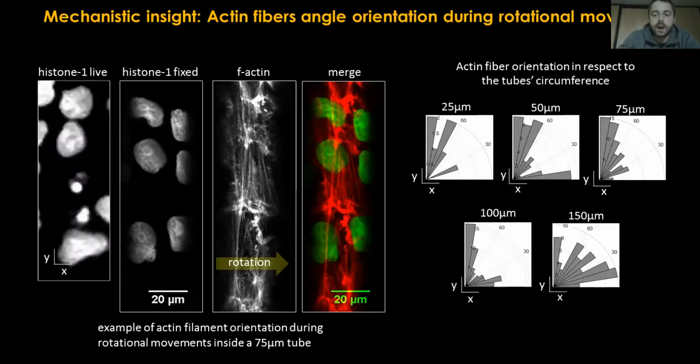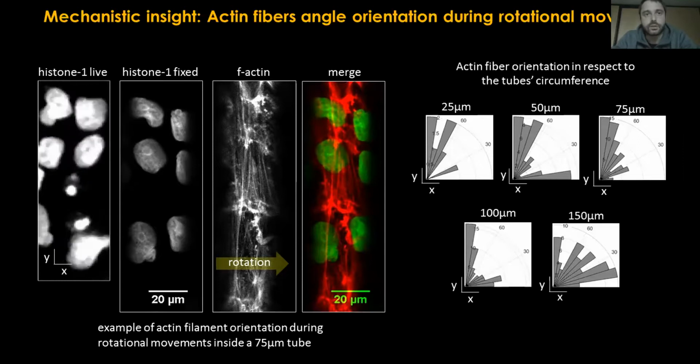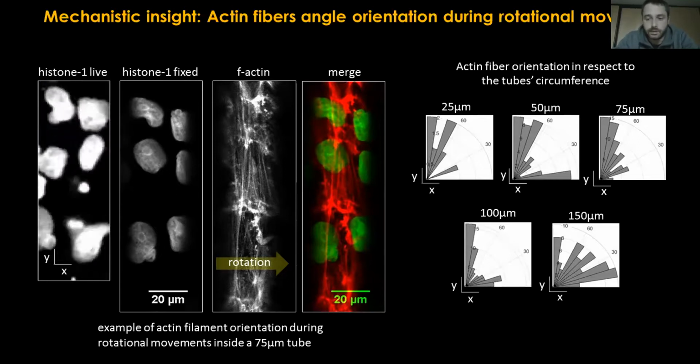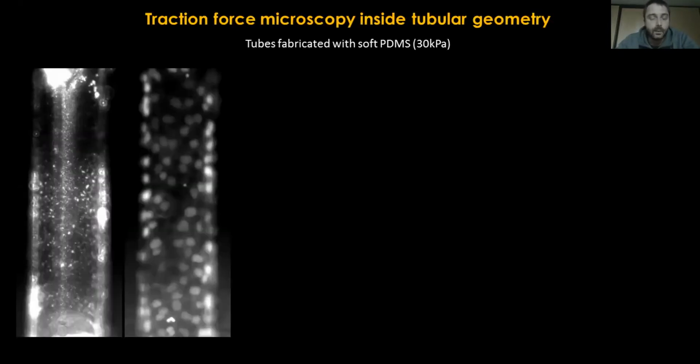And you can see that in the larger tubes, you start to have a shift of the actin fibers towards the direction of motion, probably because the tube becomes too high in curvature. And one of the last things that I'm going to talk about is the traction force microscopy that we tried to do in these tubes.